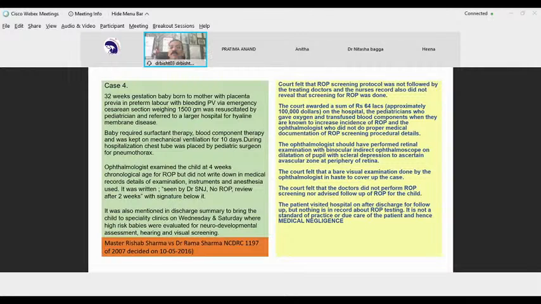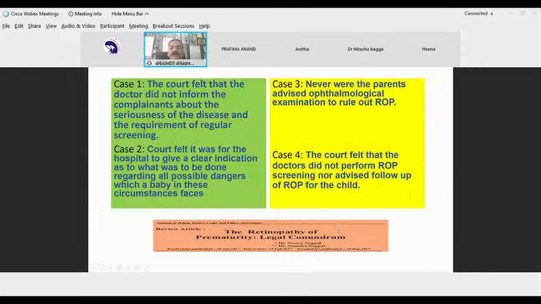So the court thought that the doctor should have performed retinal examination with a binocular indirect ophthalmoscope, not a torch or something like that, on dilatation with scleral depression to ascertain. So this is what the court observed, that it should have been done the way Dr. Anita was telling.